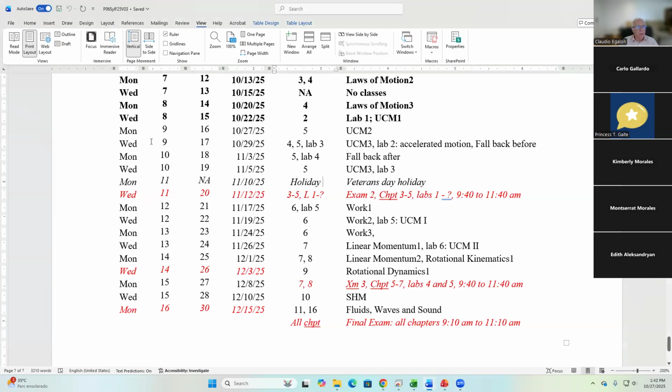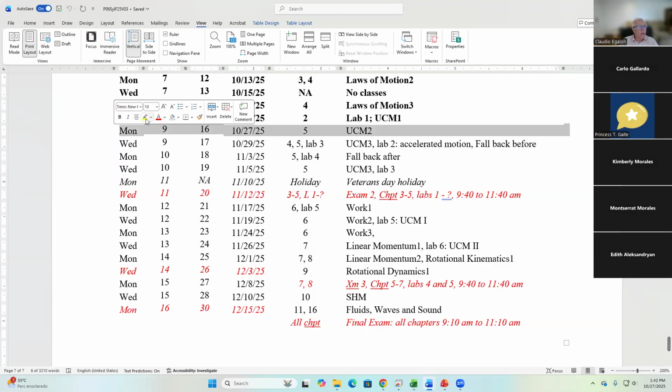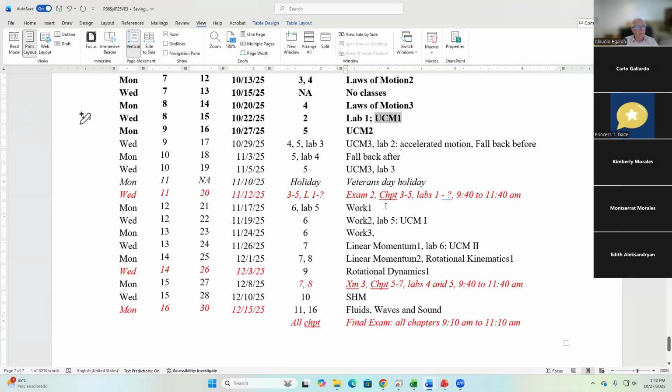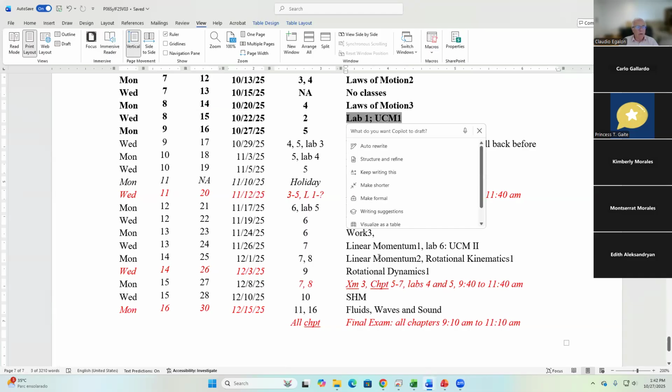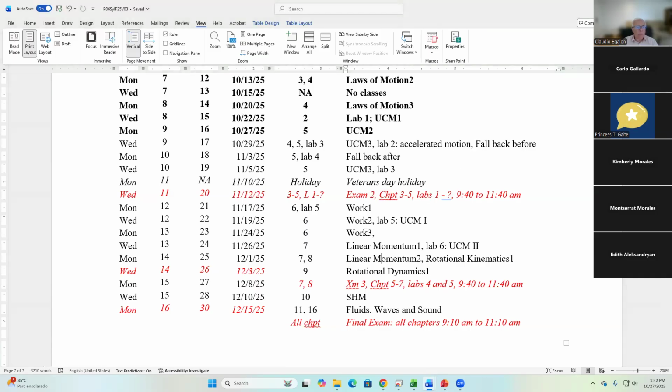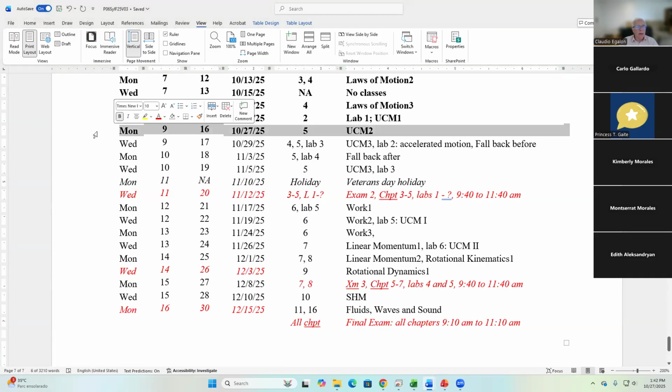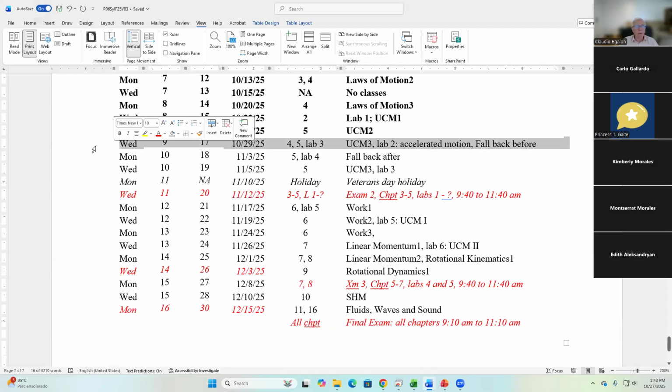Let's see. We are writing here, 27th of October. We started with uniform circular motion, then we will continue. That's our second meeting for uniform circular motion. And okay, we're going to have lab number 2.